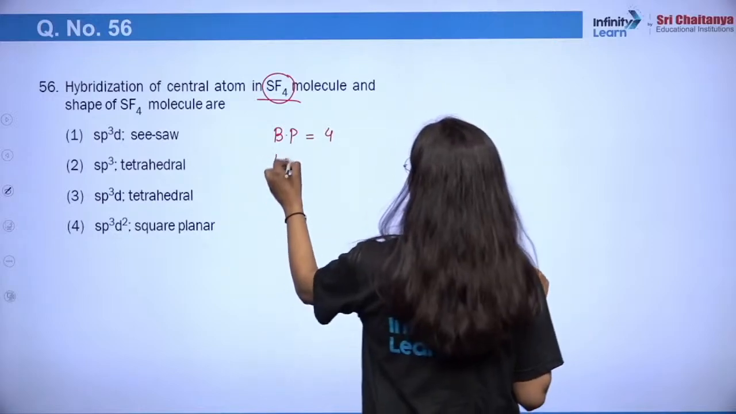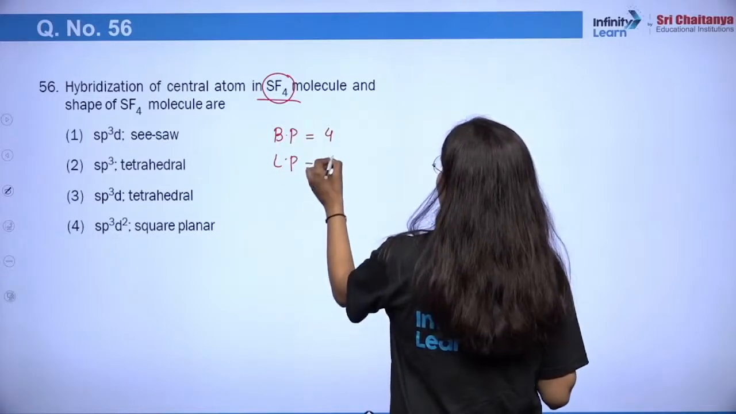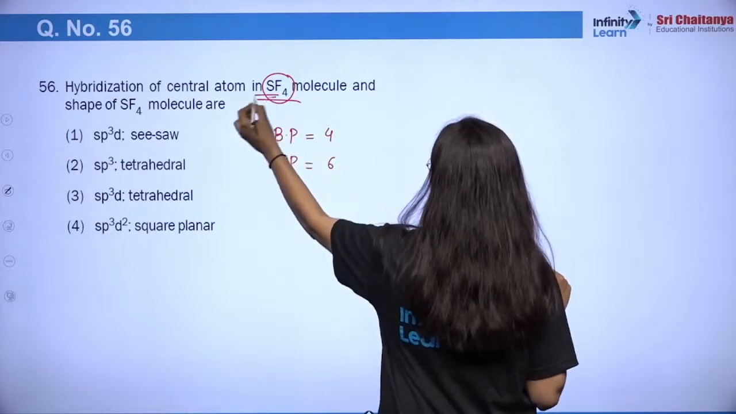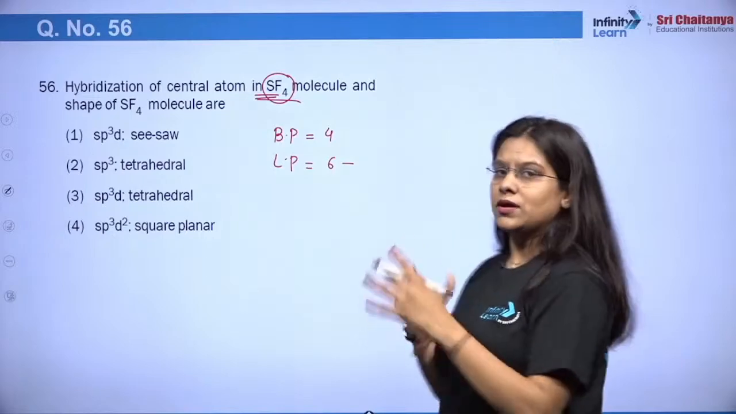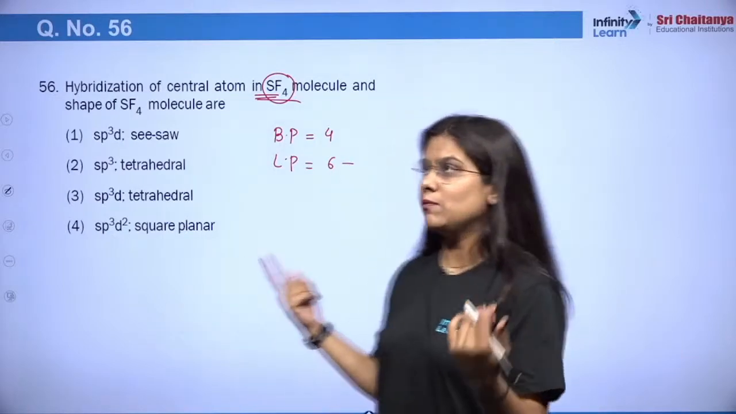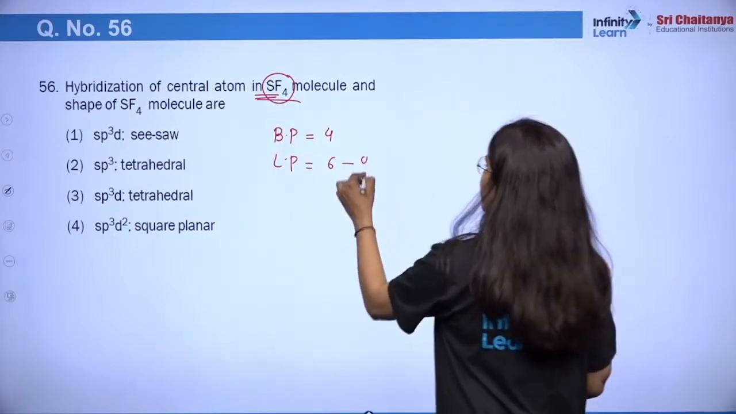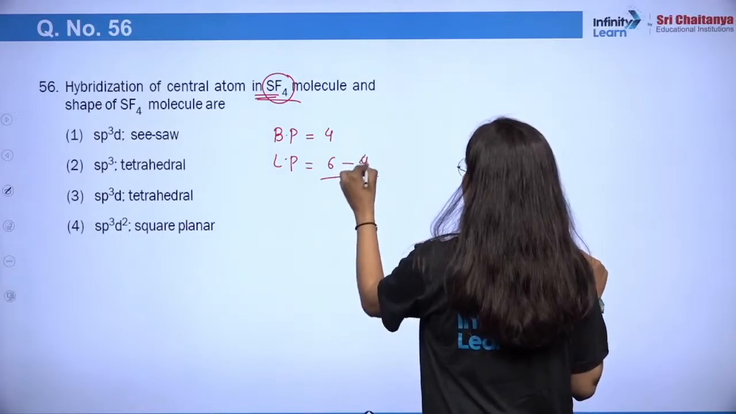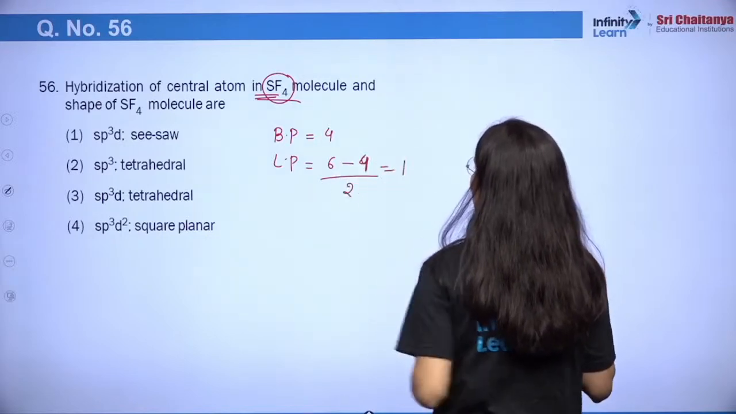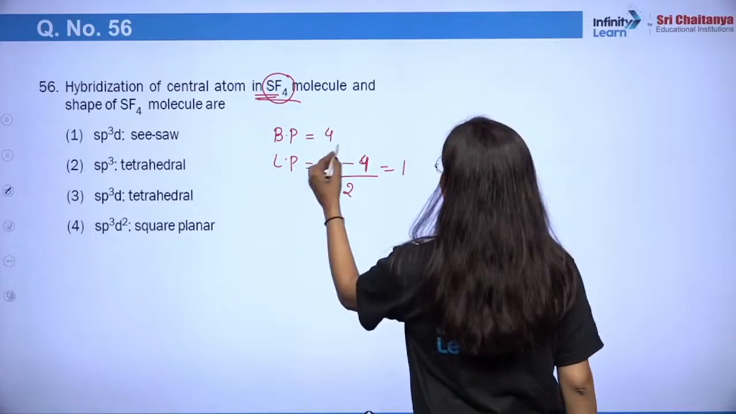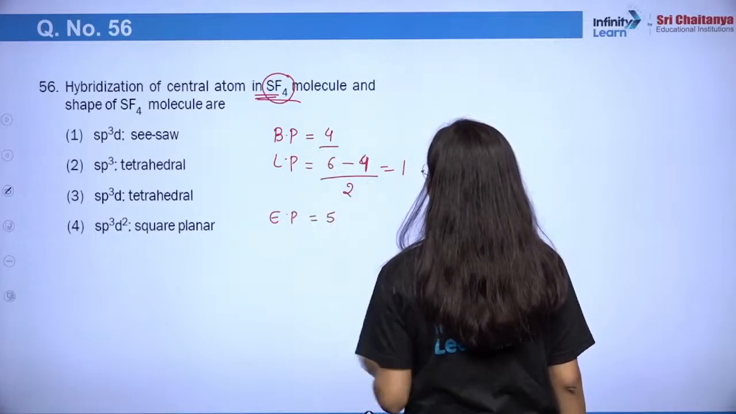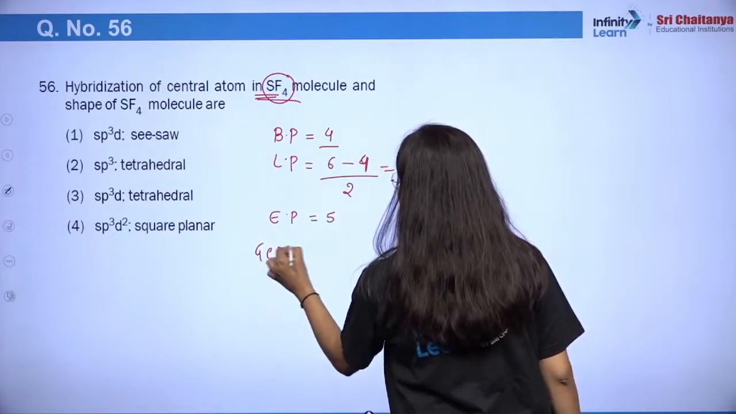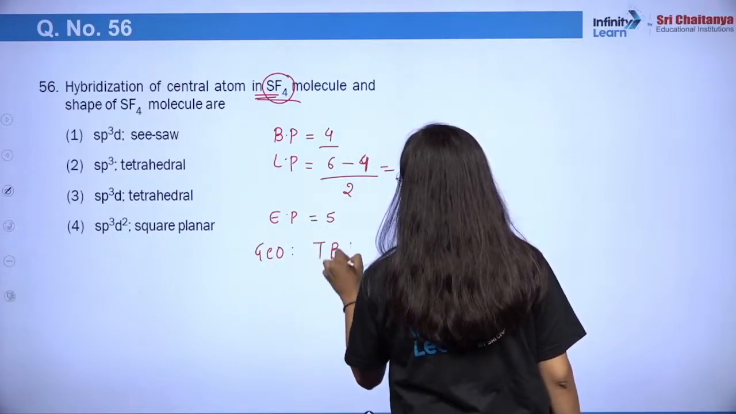Now coming to the lone pairs. Lone pairs are the number of valence electrons on the central atom minus the number of electrons participating in bonding. So it will be 6 minus 4, that is 2, divided by 2. So it will be 1. Bond pair 4, lone pair 1. Electron pairs will be 5. So what is the geometry? Geometry will be TBP, trigonal bipyramidal.